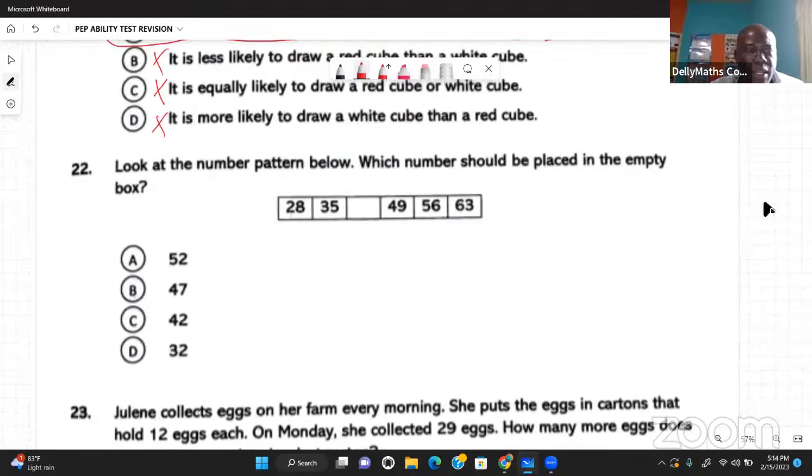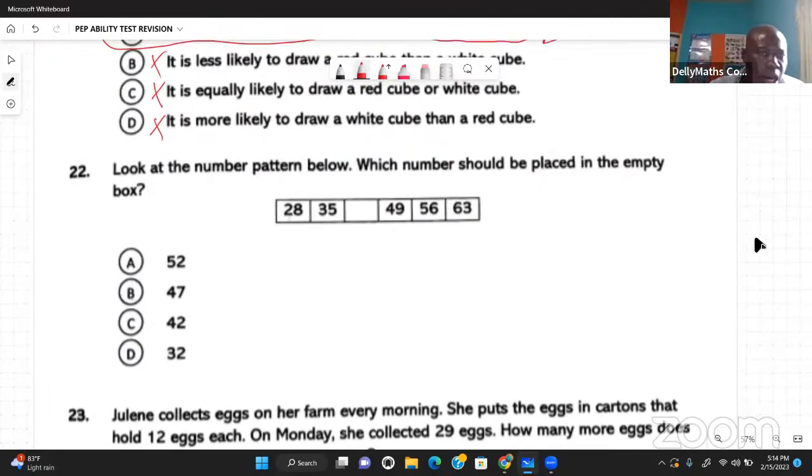Next one. This one says, look at the number pattern below, which number should be placed in the empty spot? Which number do you want to place in that empty spot right here? So what you want to do quickly is just figure out what's going on right now.